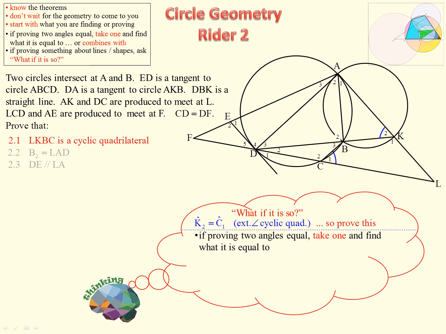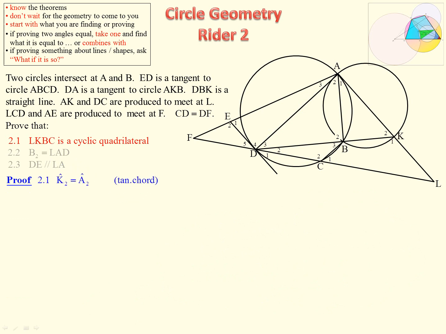So now we go into the strategy for proving two angles equal. Take one and find what it is equal to. What is K2 equal to? There's K2. Is equal to A2. Have a look at the tangent chord situation. Now we ask, well, is A2 equal to C1? What I'm trying to prove K2 equal to. The answer is yes, because it's exterior angle of a cyclic quad. That's the interior, there's the exterior angle. So therefore we have those two equal and we can do our proof.